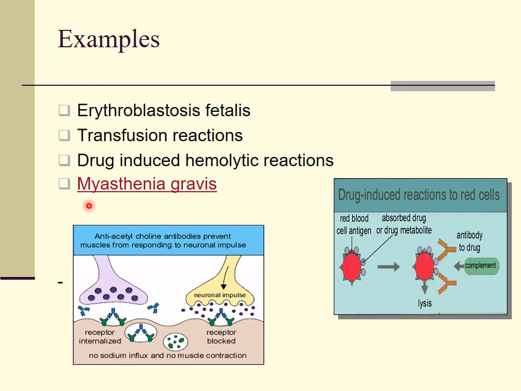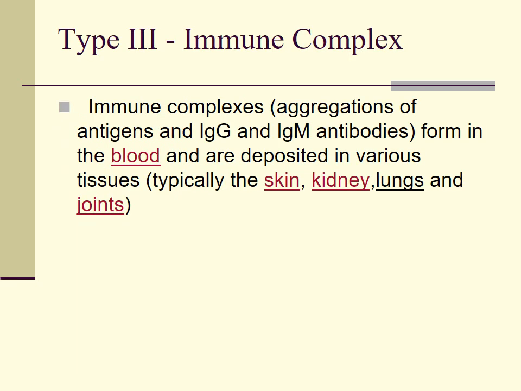Lastly, in myasthenia gravis, antibodies are formed against the acetylcholine receptor, causing impaired neuromuscular transmission and muscle weakness. Come to the third type of hypersensitivity, also known as immune complex hypersensitivity, in which the antigen and antibodies are IgG and IgM.